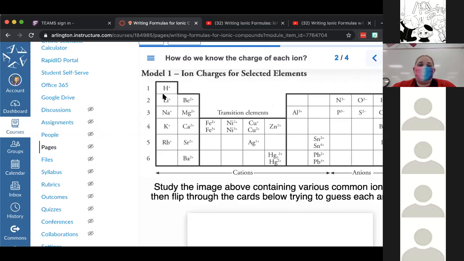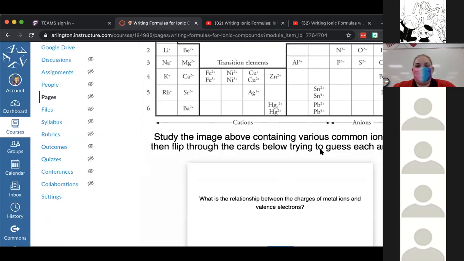So yes, group 1 has 1, group 2 has 2, and so their charges correspond to that, because the charge is related to how many valence electrons they lose to become stable. Since group 1 has 1, they lose that 1 electron, so they're +1. Group 2 has 2 valence electrons, they lose both of them, so they're all +2. If I come over to group 13, where aluminum is right here, group 13 has 3, and so aluminum is +3 because it loses all 3, okay?